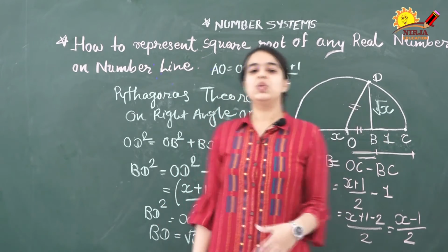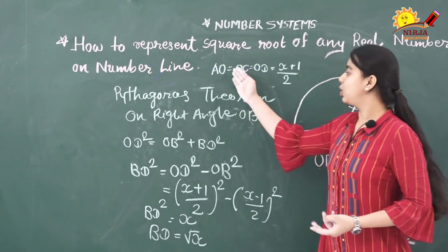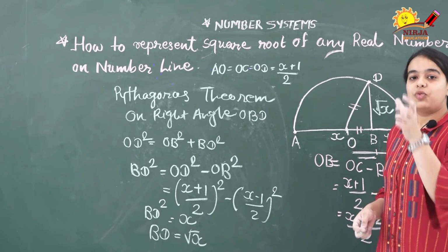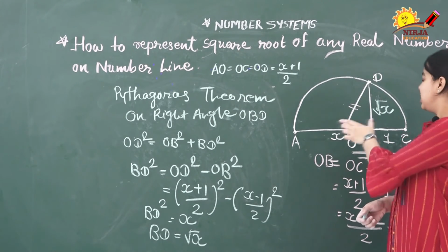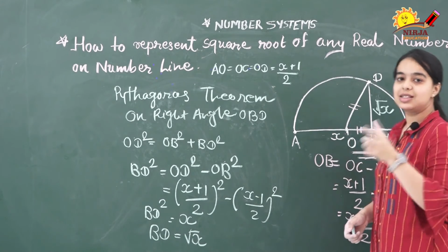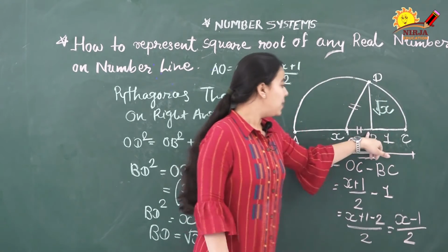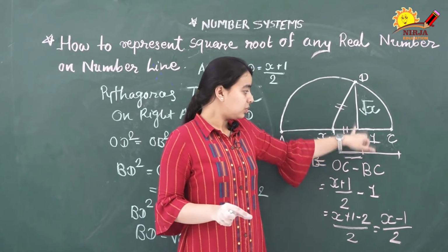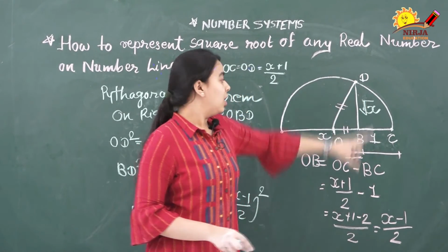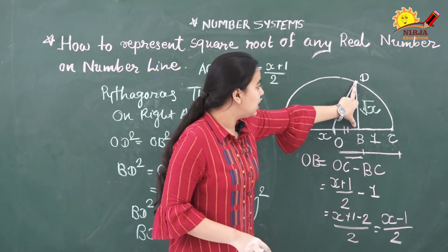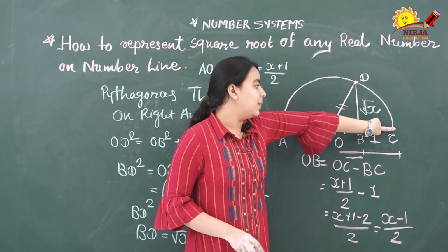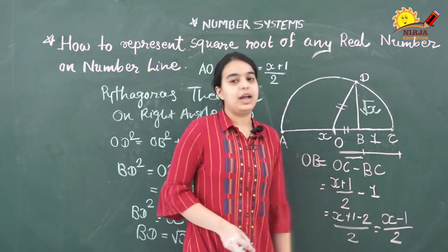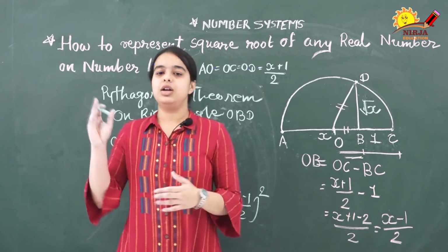So now it is very easy for us to locate this under root x on the number line. How to locate? For that you need to place this figure on the number line in such a way that B and 0 are the same point. Take a compass, consider the radius as BD and draw an arc on the number line, and the point where the arc intersects the number line, you can indicate as under root x.